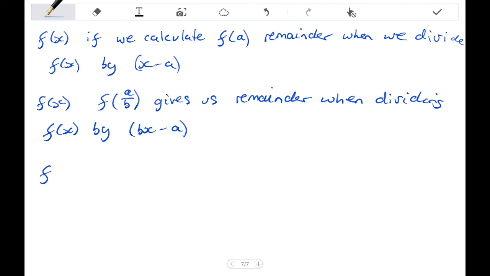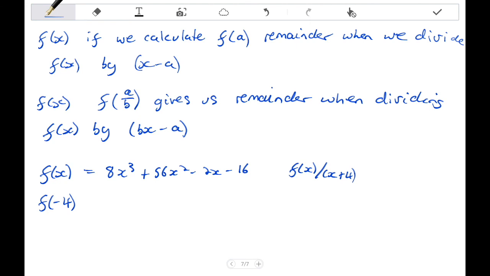Well, let's let f of x equal 8x cubed plus 56x squared minus 2x minus 16. Let's say that we wanted to divide that f of x by x plus 4, and we just want to know the remainder. So we calculate f of minus 4. Okay, do you see that? So when it's x minus a, we calculate f of a. So if it's x plus 4, we calculate f of minus 4.